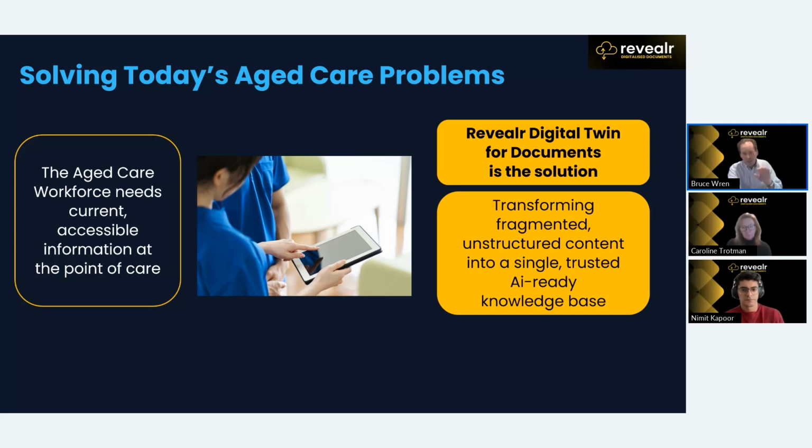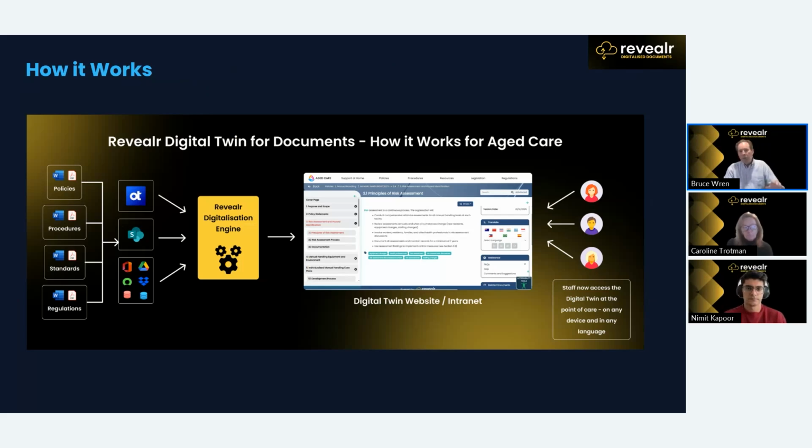So a schematic like this, there's quite a bit in here. But if you look on the far left-hand side, that's all the information you need: the policies, the procedures, the standards, the regulations, the information that you're dealing with every day. Now, those sit across all sorts of different systems. Sometimes it's in SharePoint or OneDrive or Google Drive or whatever. And how do you get to it at the moment? You download it onto your device. So now you create more duplicates.